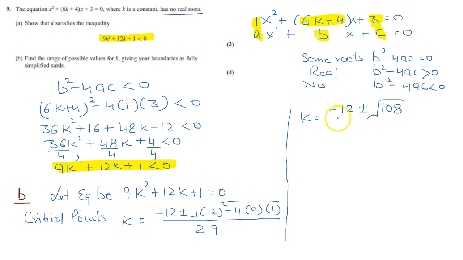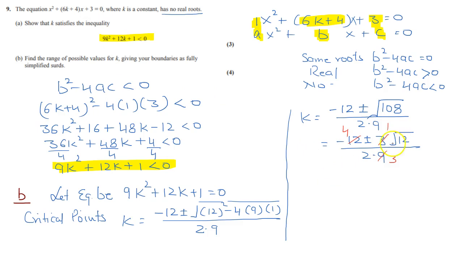That is 108 over 2 multiply 9. So that is equal to minus 12 plus minus 108, which can be written as 3 root 12, over 2 multiply 9. Cancel all by 3. 3 times 3 is 9, 3 times 1 is 3 and 3 times 4 is 12.